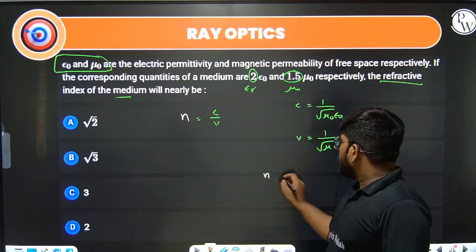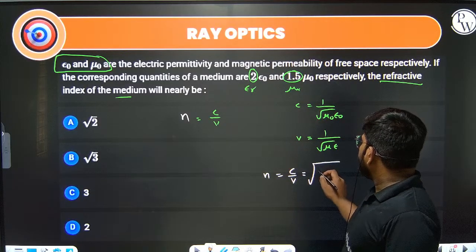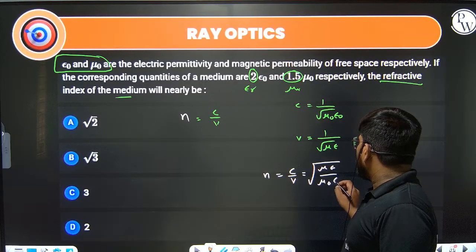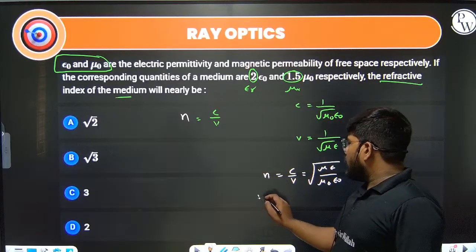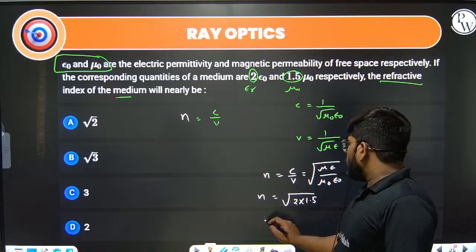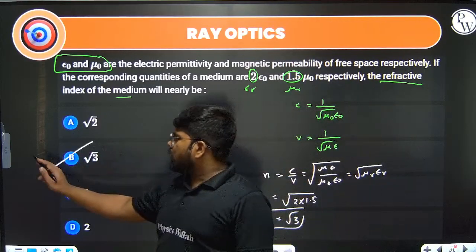So n is equal to c by v, and what will happen? It becomes the square root of mu epsilon by mu naught epsilon naught, so this will be the square root of mu r epsilon r. So directly we can put the values now. It is 2 into 1.5. What is the refractive index coming out to be? Root 3. So again, it is a direct formula based question.